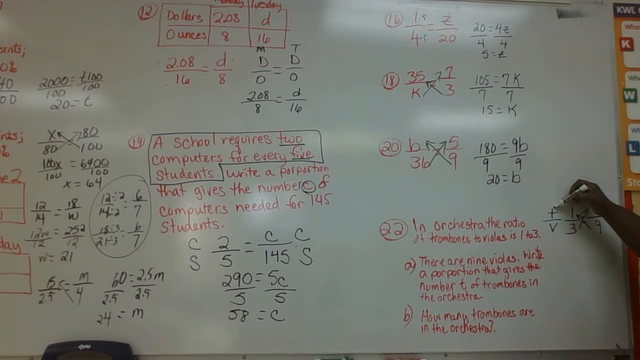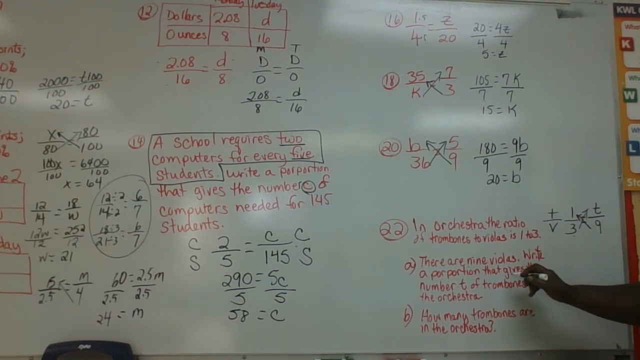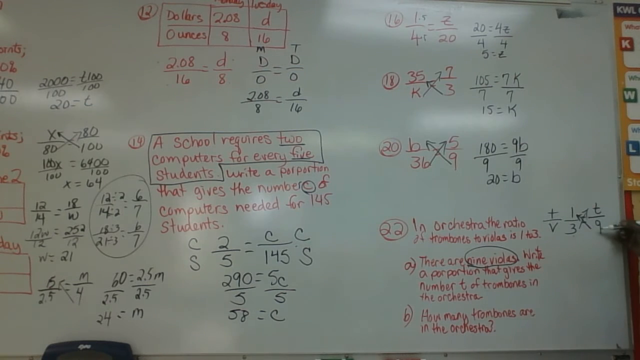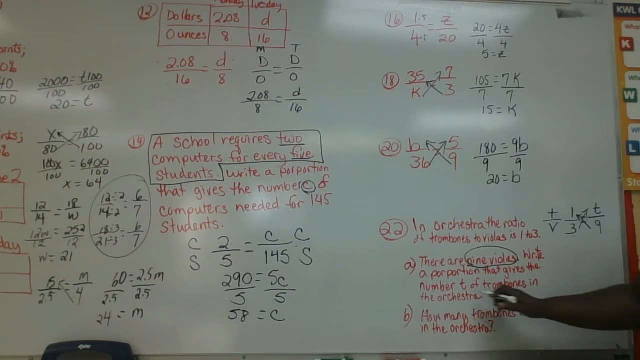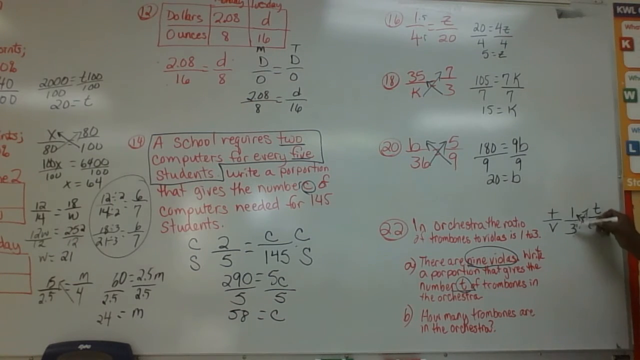We have T trombones to violas. The ratio is 1 to 3. Okay, they tell you that you have 9 violas. If you have 9 violas, then your violas is in your denominator. T trombones you do not know, so you're writing a proportion for T trombones. So it's 1 to 3, T to 9. Okay. Then question B, so this is our proportion, 1 to 3, T to 9.